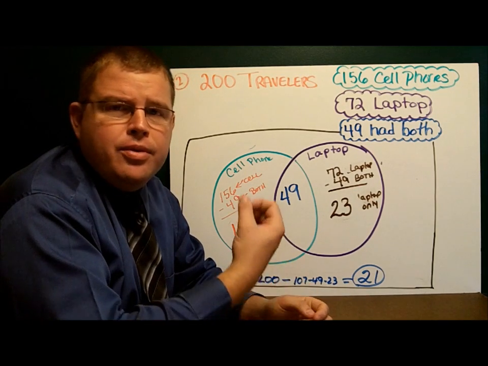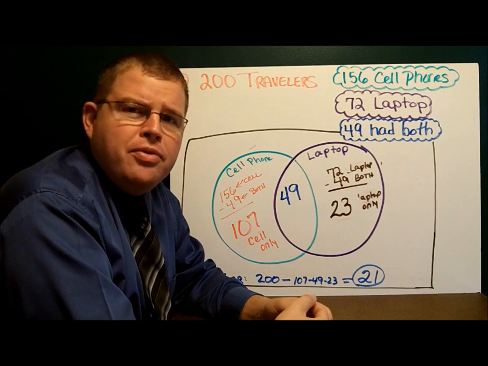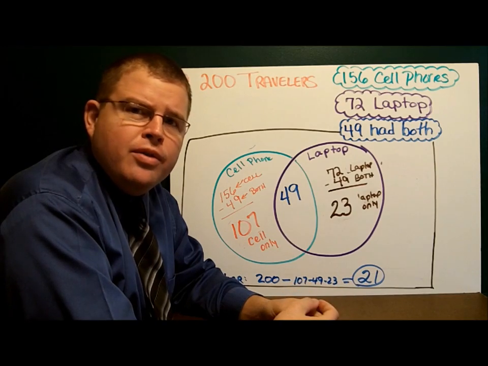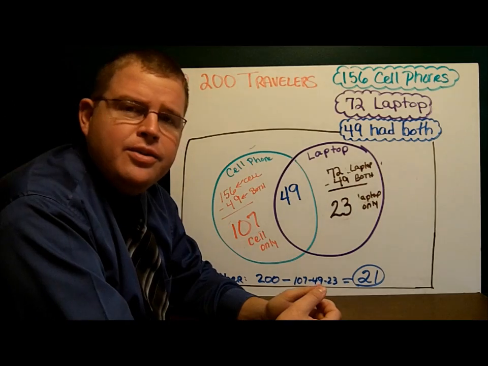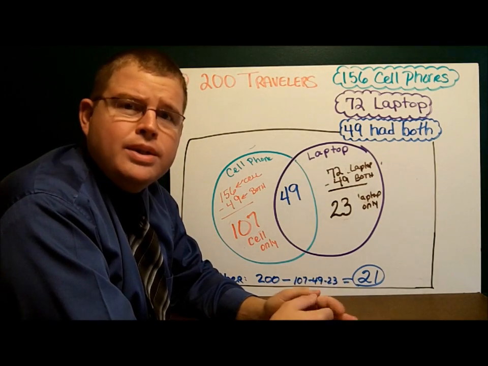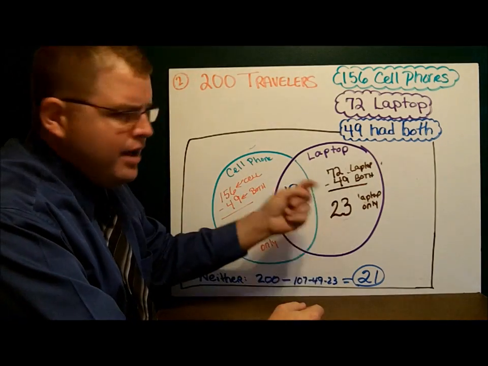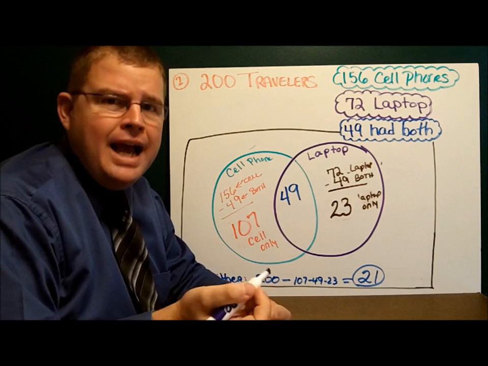So some people went through with just a cell phone, some people went through with just a computer, some people went through with both. All we know is that 49 people had both. There were a total of 156 cell phones and a total of 72 laptops. Let's sort this out using a Venn diagram. So we begin by drawing our rectangle. And let's give this a title. Why don't we call this Electronics at the Airport?